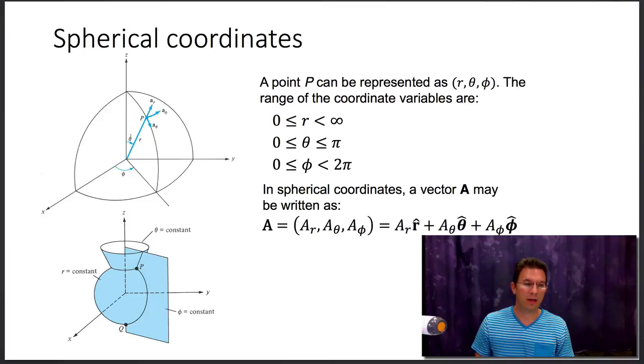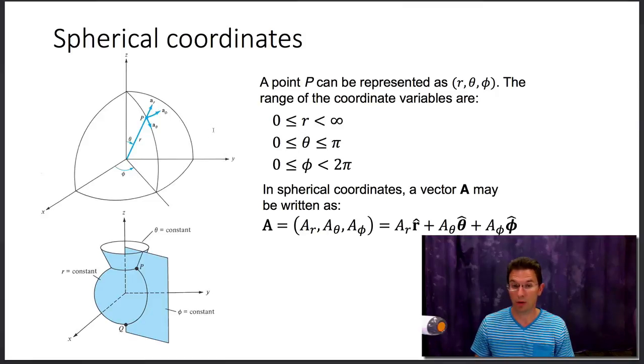The angle theta is the angle that this line here makes with the z-axis, and the phi coordinate is the angle that the projection of this vector into the xy plane makes with the x-axis. If you'll notice, the r coordinate, like the rho coordinate before it, may go from 0 to infinity. The theta coordinate only goes from 0 to pi, okay, or from 0 to 180 degrees.